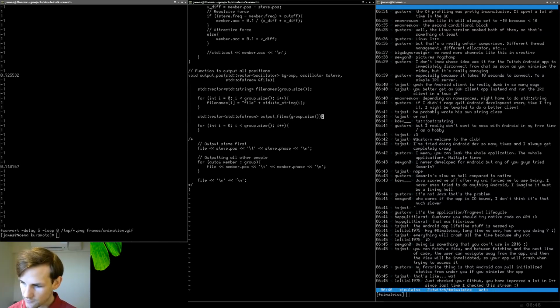Just checking your GitHub. You have improved a lot in C++. Maybe, maybe not. It could be that Gustron wrote a lot of the code still. My favorite thing is that Android can pull initialize statics from under you if you minimize the app.